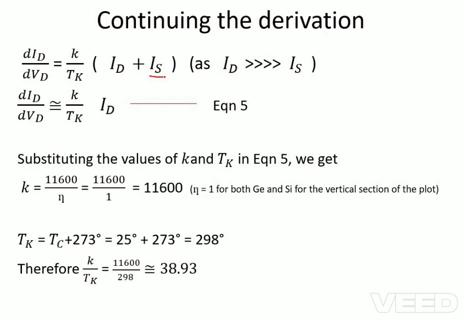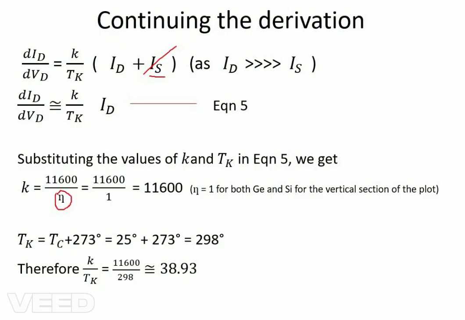IS is almost negligible in comparison to ID, so this part will be discarded, just forget it for the time being. Approximately, this delta ID over delta VD will be k over ηTK into ID. Now let's substitute the values of k over here. This is the ideality factor.